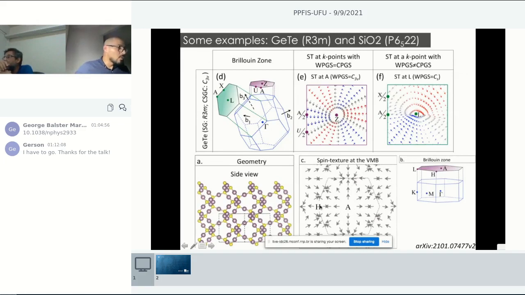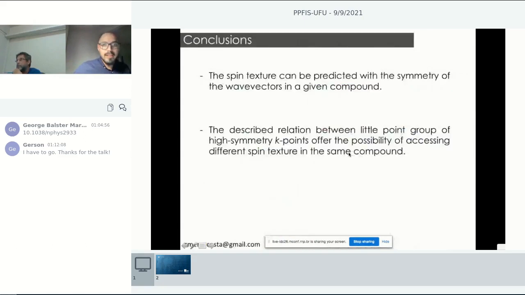But when we go to the H point, which has a different symmetry, we will see a combination of, let's say, canted spins and parallel spins. This is essentially what we call Dresselhaus spin texture. So we are now able to use our theory and search for compounds, and you will find a complete list of the materials in our PRB paper from 2 days ago.